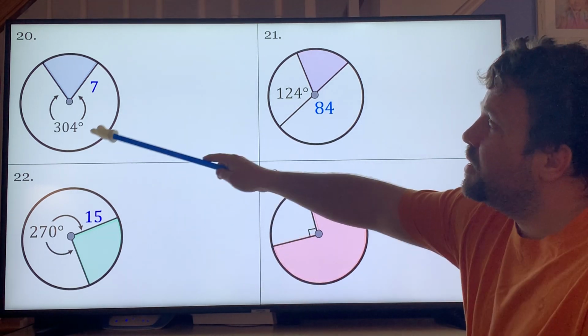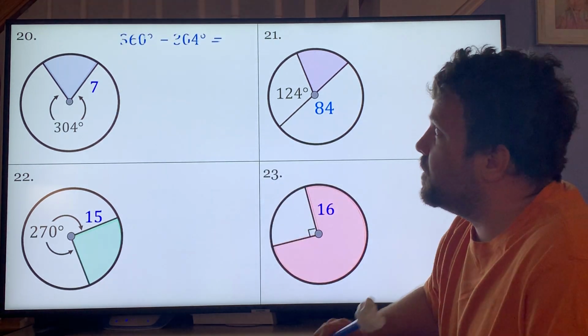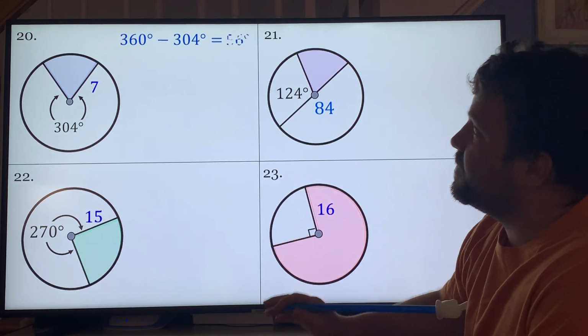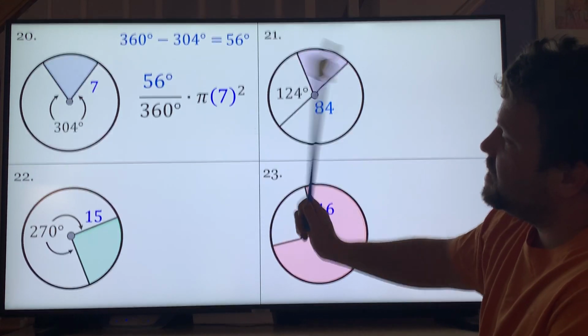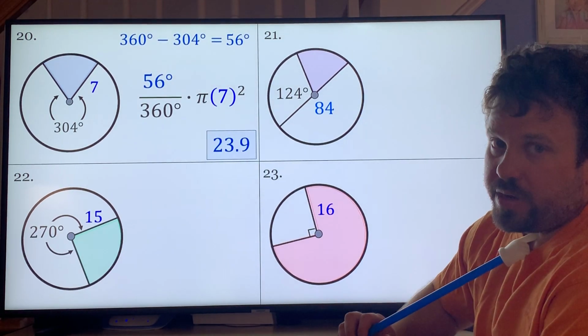All right, let's go over it. 304 is not the angle you're looking for. You're looking for the minor arc, so you subtract 304 from 360, which gives 56. 56 over 360 times pi times 7 squared gives you 23.9.